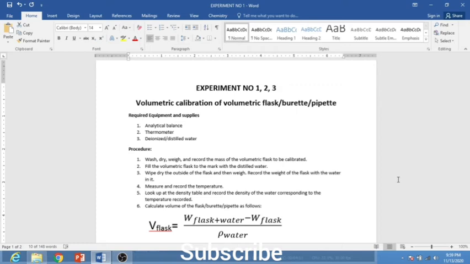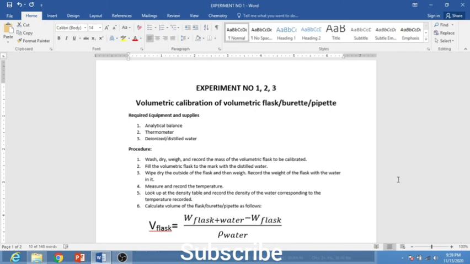Measure and record the temperature, because if you take distilled water from your machine, it may be a little bit cold, but if you take distilled water from the machine and place it in the lab for some time, the temperature of the distilled water becomes equal to your room temperature. So you have to measure and record the temperature. Look up the density table and record the density of the water corresponding to the temperature recorded.